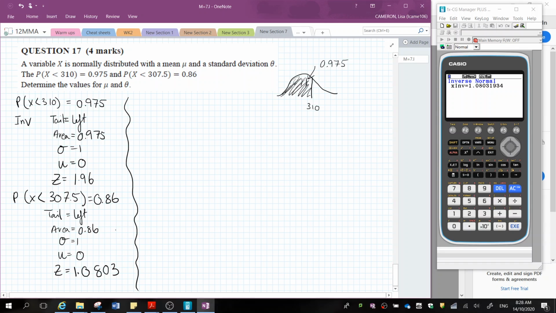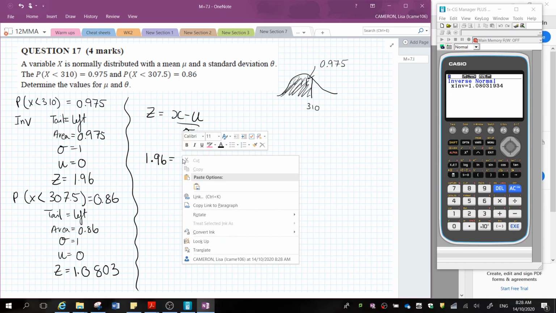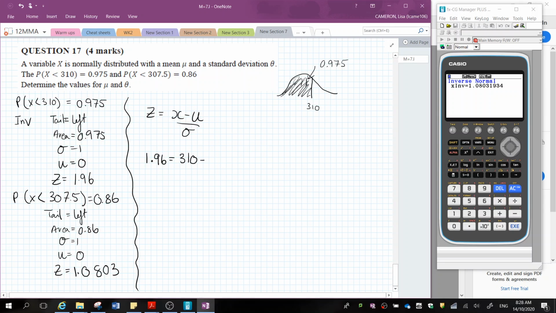Okay, so we've got our two pieces of information. Now, there is a formula that you need to recall that is not given to you, and that's the formula for our z-scores. So z is equal to our score minus the mean divided by the standard deviation. So I'm going to input that for our first one. Okay, I'm not labeling today. Not good at it. So 1.96 is equal to our score, which in this case is 310, minus the mean over the standard deviation.